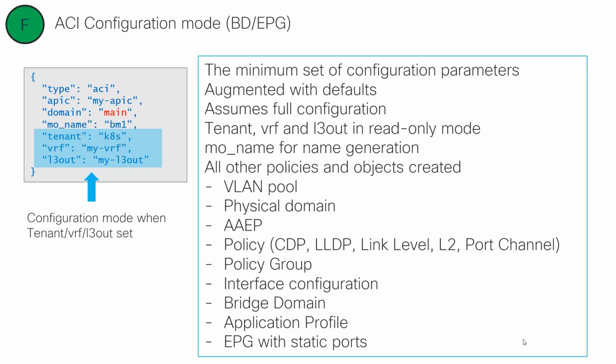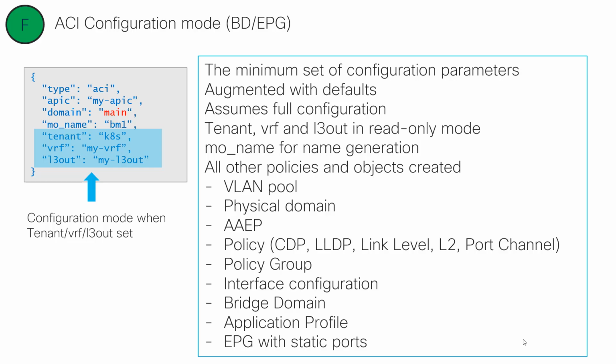All other policies and objects required for OpenShift cluster connectivity to ACI fabric will be created based on defaults or user inputs. The name of these objects will be based on moname attribute value or can be also defined by user. You can see in the title of this slide the reference to ACI configuration mode with BDEPG. This is due to the fact that ACI needs to be configured differently in case of BGP between OpenShift cluster and ACI, and in case of no BGP between cluster and ACI.